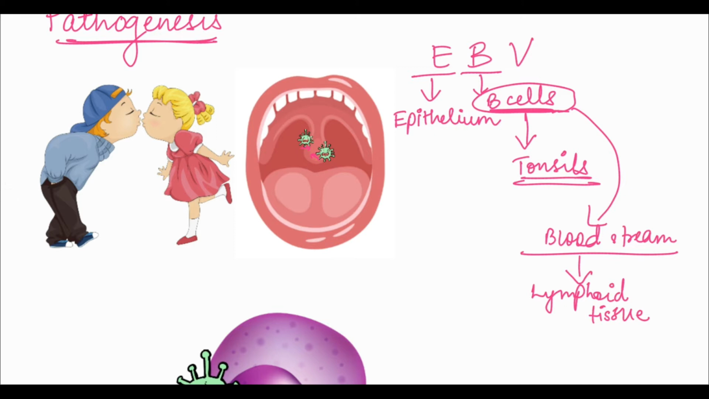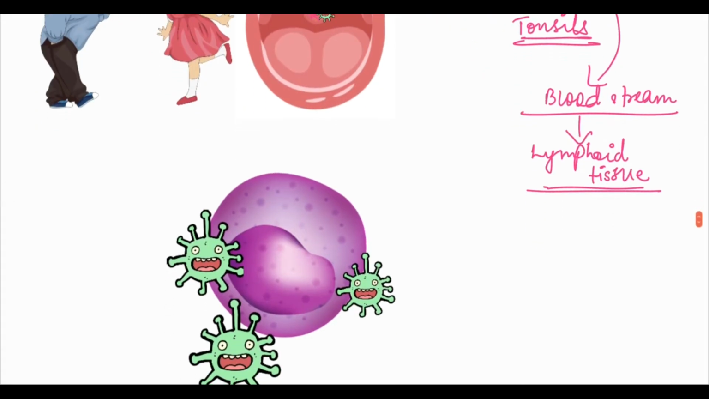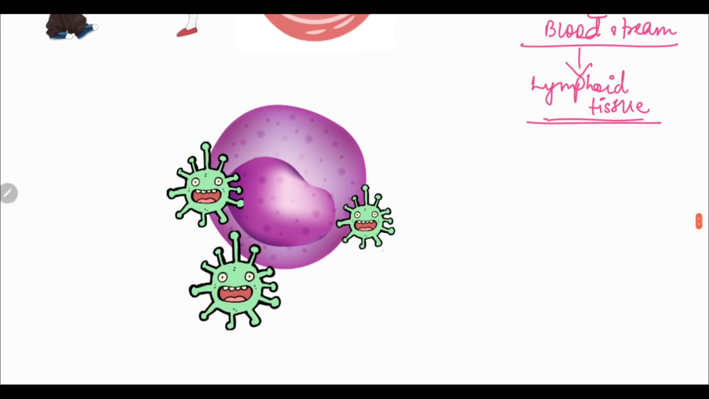So how do you remember the things that EBV loves? It loves epithelium, that is E, and it loves B cells. So where are the B cells present? They are present in the tonsils. Once the Epstein-Barr virus goes to the B cells, it attacks them and the B cells become infected. Once the B cells are infected, they enter the bloodstream and can go to the other lymphoid tissue and cause infection in the other lymphoid tissues.